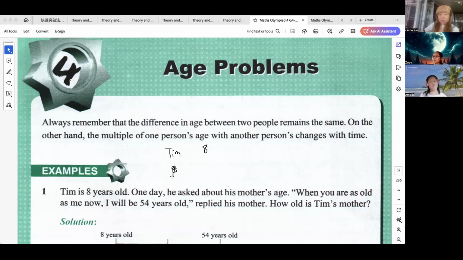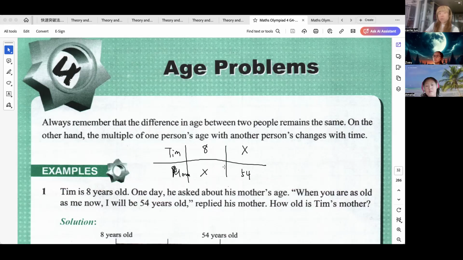So Tim's age, Mom's age, we don't know. So we said X, right? Okay, when Tim became Mom's age, so Tim became X, right? So Mom became what? 54. So if you can make this table, okay, I think I taught Zoe and Amelia before.